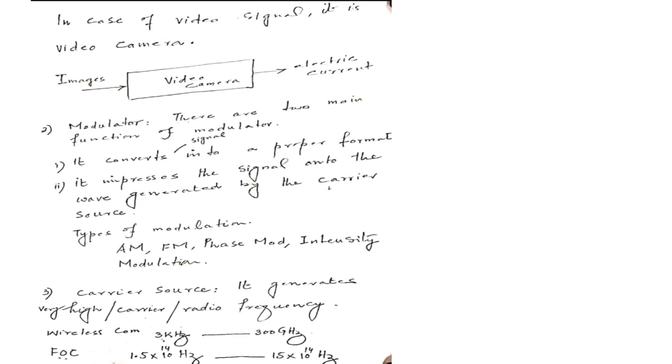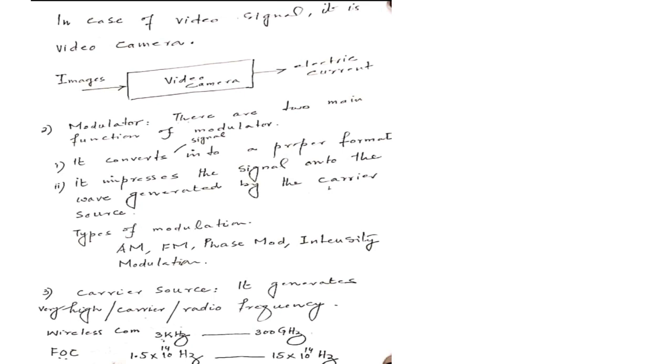In a wireless communication system, we transmit the electromagnetic signal with the help of the wireless information channel from one place to another place. And the electromagnetic spectrum for the wireless communication system ranges from 3 kilohertz to 300 gigahertz.